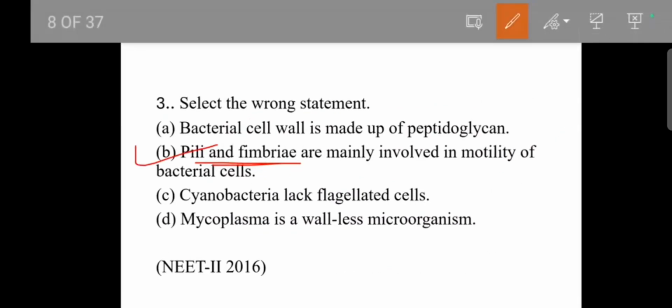Answer is B. And the cyanobacteria lack flagellated cells. This one is right. And the mycoplasma is a wall-less microorganism. This is the most important and remembering statement. It also comes as a question. So we have to remember the mycoplasma is the wall-less microorganism.